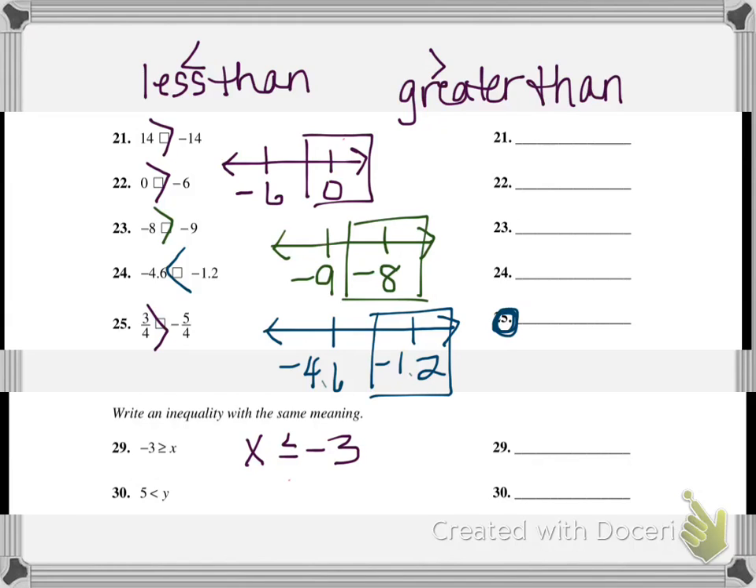So on the next one, 5 is less than y, that's the same thing as y greater than 5. And again, the inequality sign is still pointing to the same number, we're just writing it in a different form.